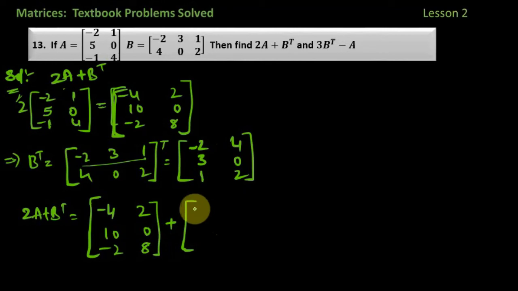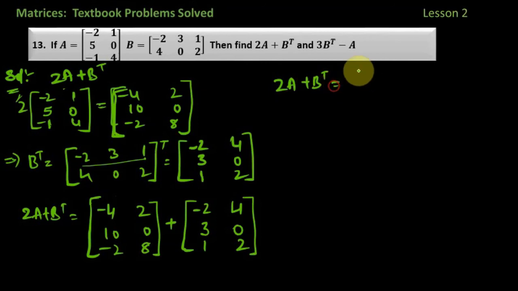Okay, plus what is B transpose? See here I got the values minus 2, 4, 3, 0 and 1, 2. Right? So simply we should add. How do we add? Addition means simply corresponding elements. First element with first element. What is the final answer we'll get here? 2A plus B transpose means simply we should add the corresponding values.